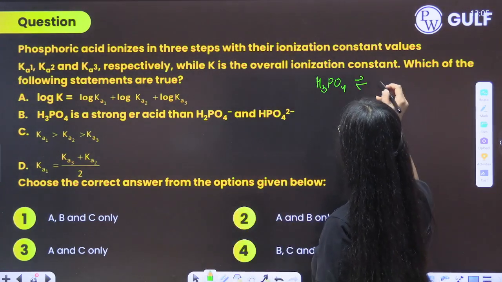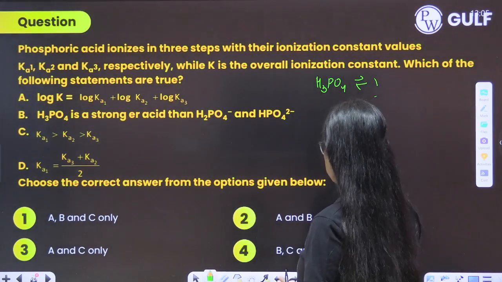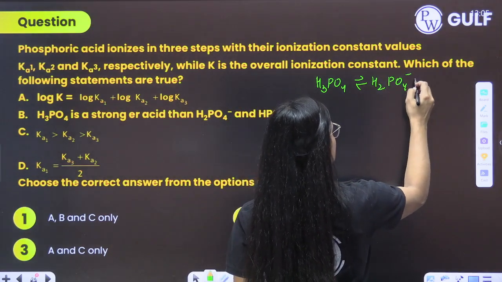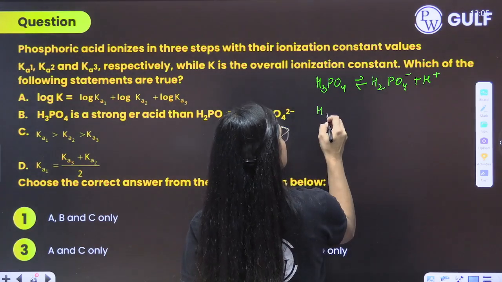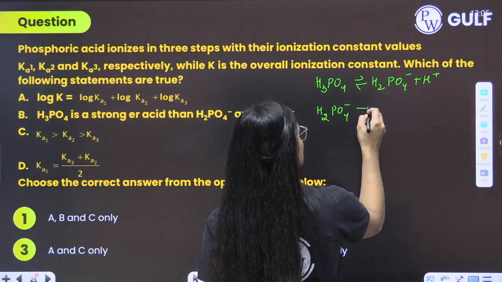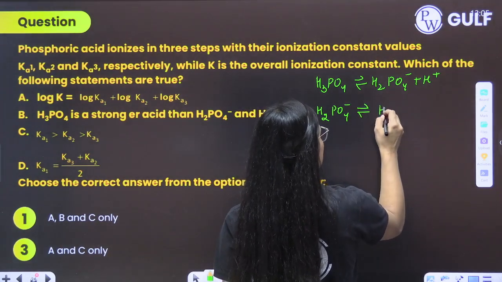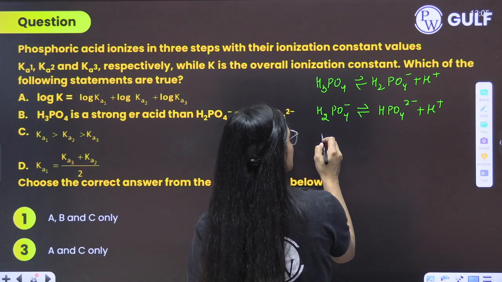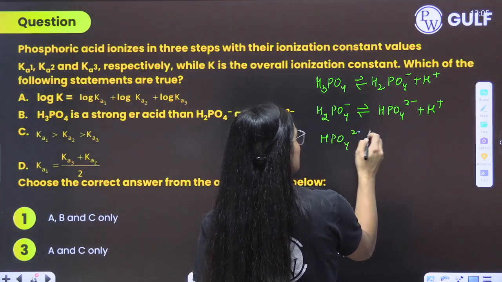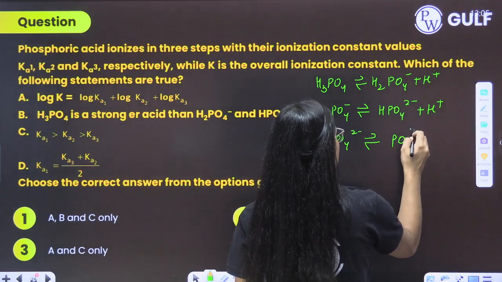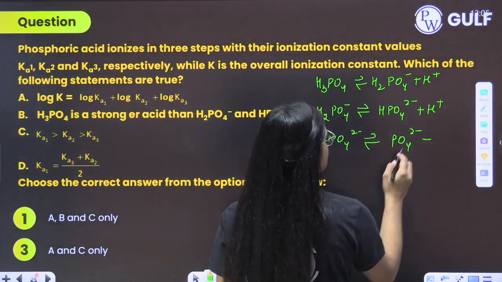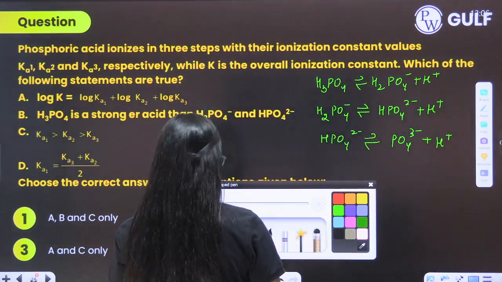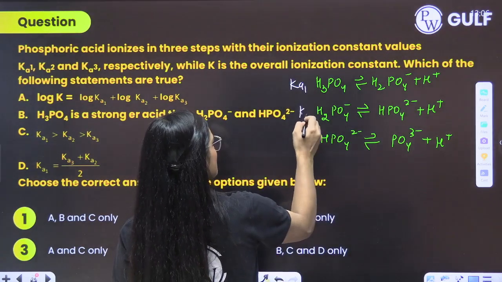So in the first step it will be donating 1 H plus ion. That is, it will form H2PO4 minus after loss of 1 H plus. In the second step, H2PO4 minus will be losing the second H plus ion and will form HPO4 minus 2 after loss of the second H plus. Then in the third one, HPO4 minus 2 will form PO4 minus 3 after the loss of 1 more H plus ion. So for the 3 steps, the first one is K1, this is K2, and this is K3.